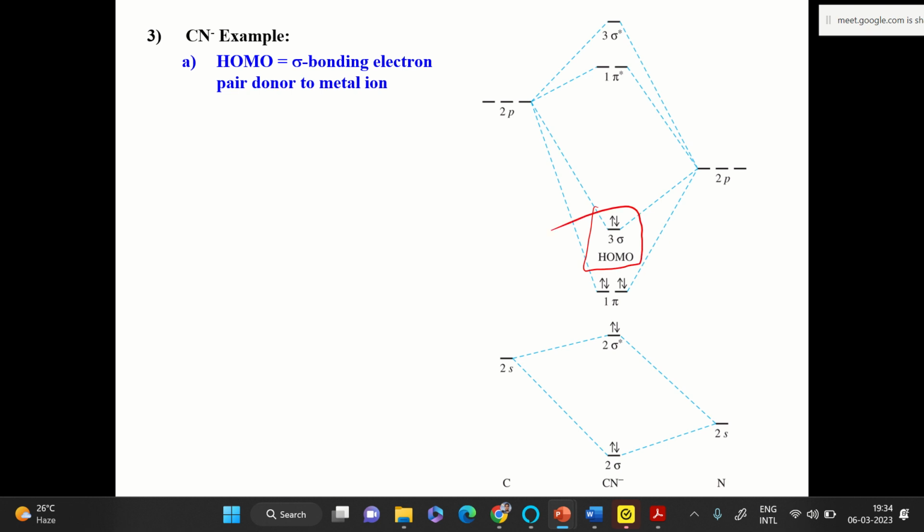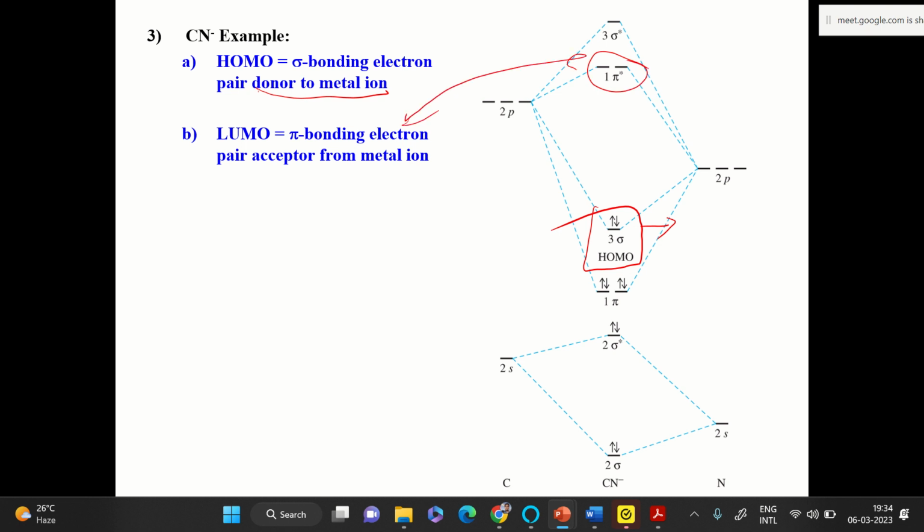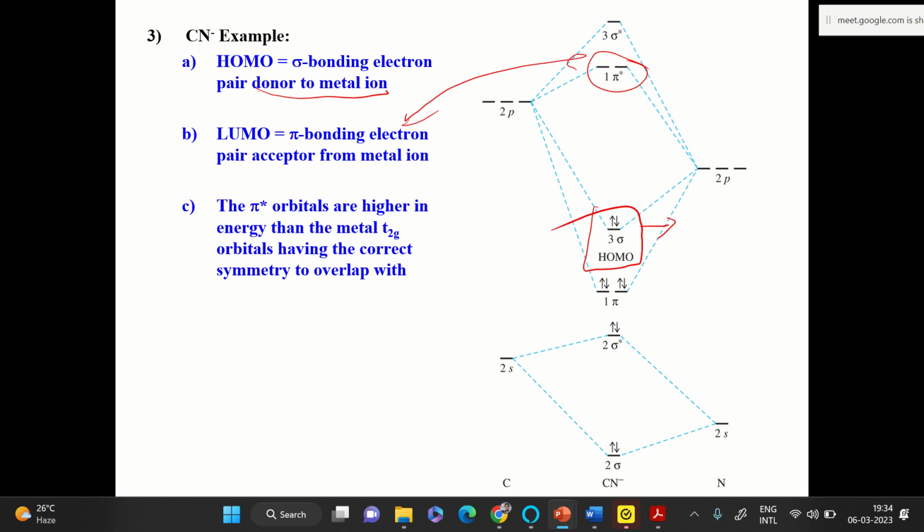This particular filled orbital, these sigma electrons, will be used to donate to the metal ion. And the lowest unoccupied orbital that we are seeing here will be used for accepting electrons from the metal ions, if suitable orbitals with filled electrons are available on the metal. So the pi star orbitals are higher in energy than the metal T2g, and have the correct symmetry to overlap with them. So now we will be constructing another diagram in which CN minus will be acting as the ligand. This is the MO diagram for CN minus.